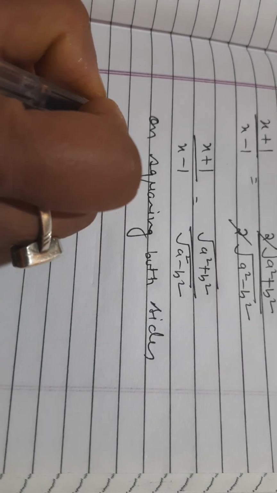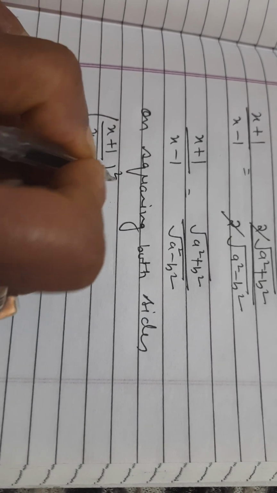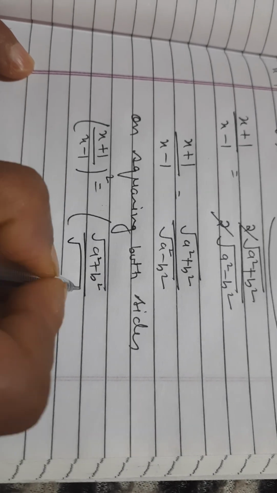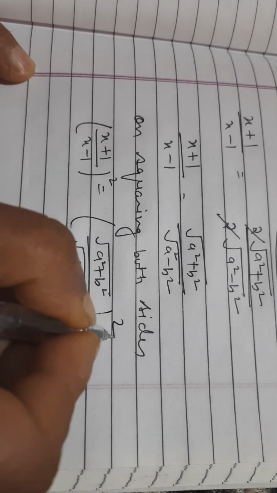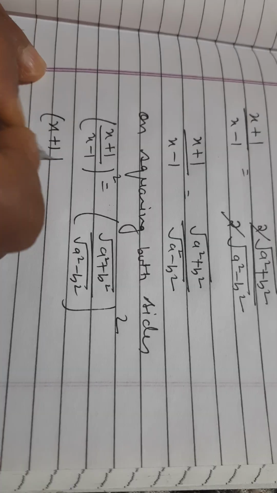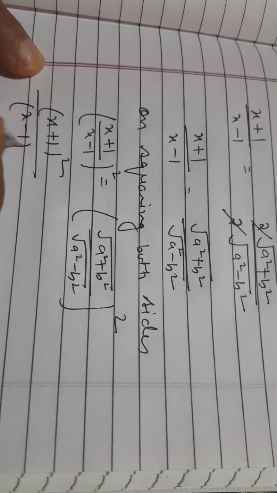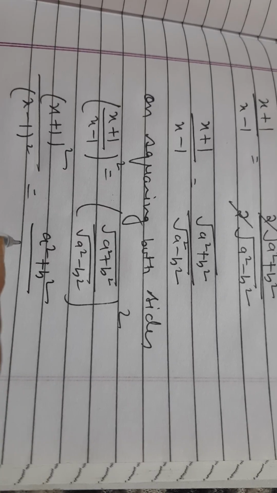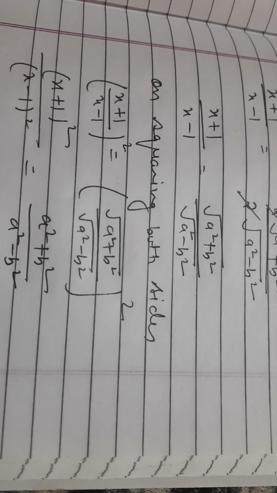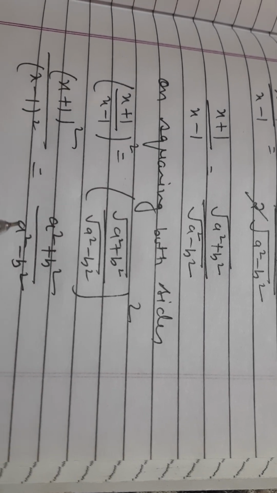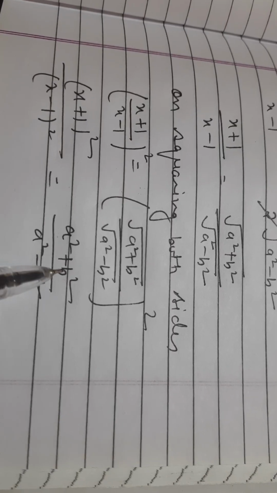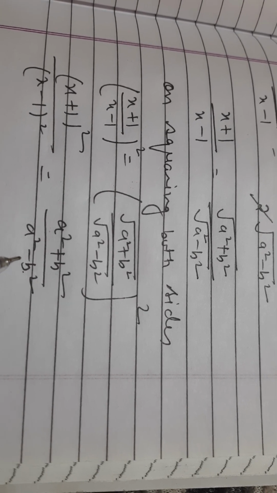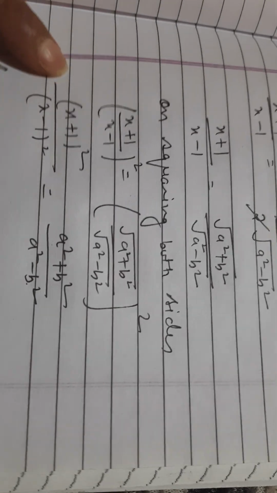this x plus 1 upon x minus 1 whole square is equal to square root of a square plus b square upon square root of a square minus b square whole square. This x plus 1 whole square upon x minus 1 whole square is equal to this a square plus b square upon a square minus b square. Now you can see that the terms in the numerator and denominator are same, and the sign between them in the numerator is positive and the sign between them in the denominator is negative. So again you can apply componendo and dividendo.